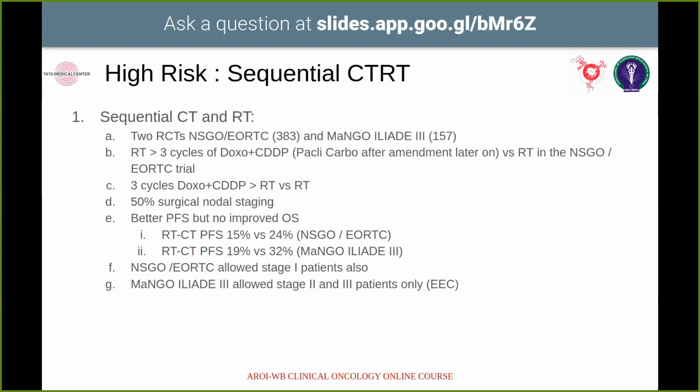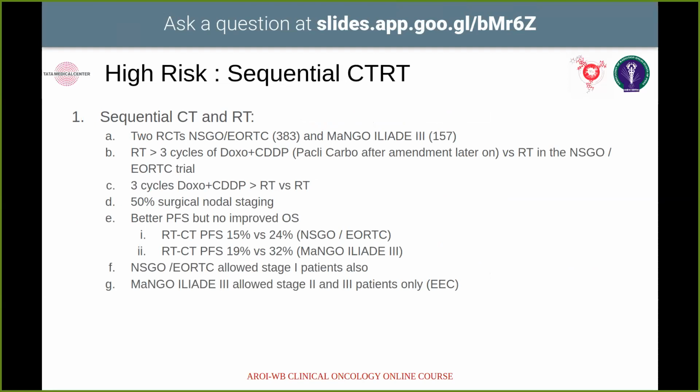What about the high-risk phenotype? High-risk phenotype requires the addition of chemotherapy, and all of these patients need to be treated with external radiotherapy. Now, let us look at the evidence behind the choice of this therapy.